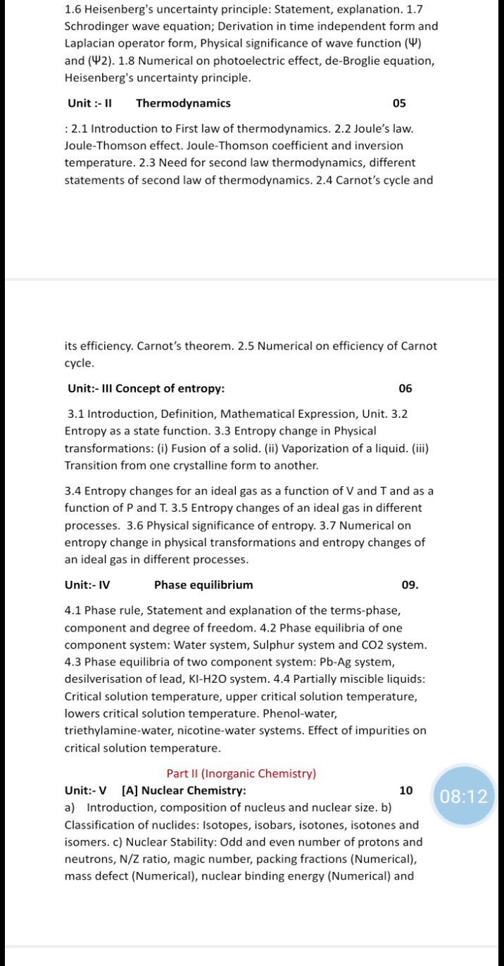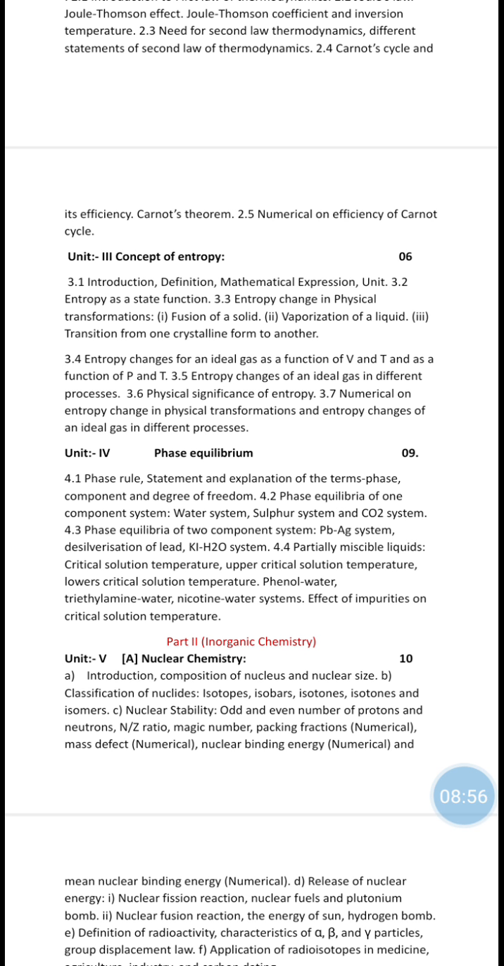Then we will see the entropy changes for an ideal gas as a function of volume and temperature, and as a function of pressure and temperature. It means one time we keep pressure constant and another time we keep volume constant. At that time we have to measure the changes in the entropies. After that we will go for the physical significance of entropy and the problems based on entropy.